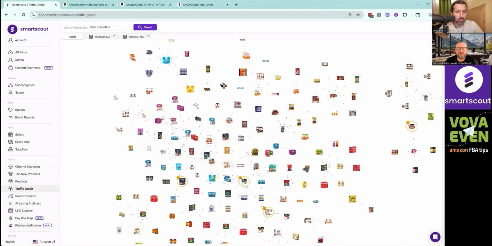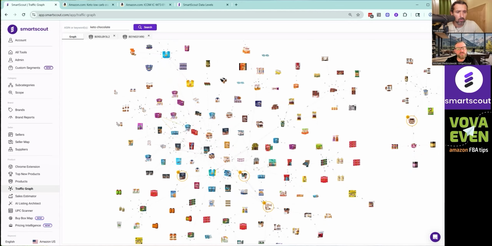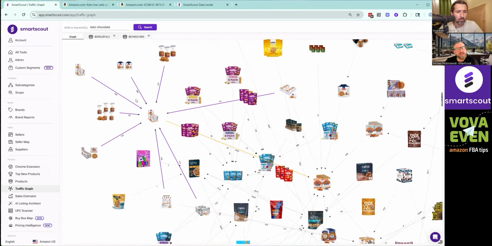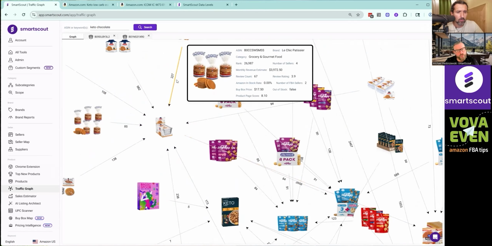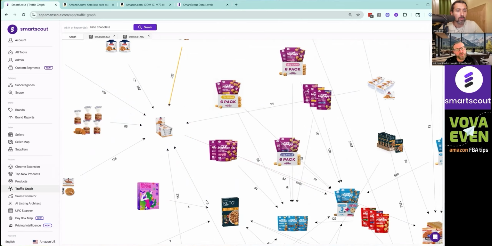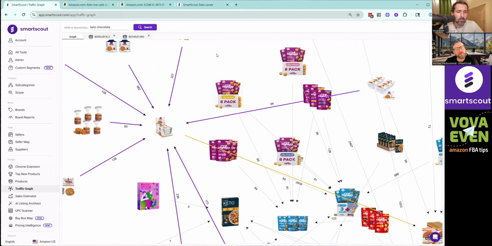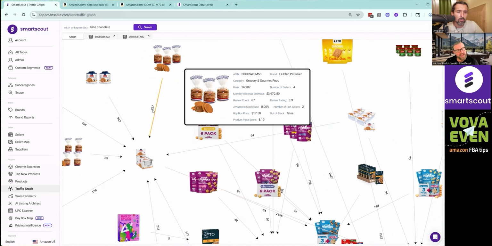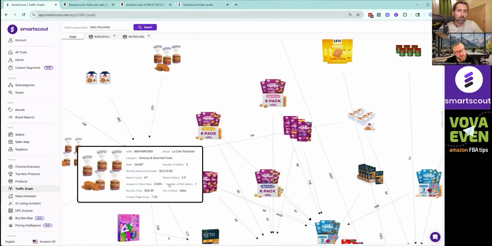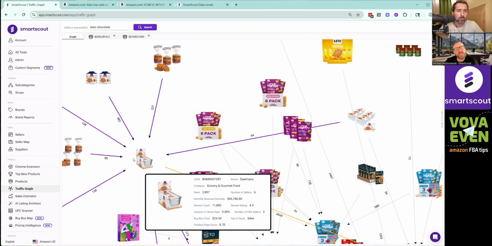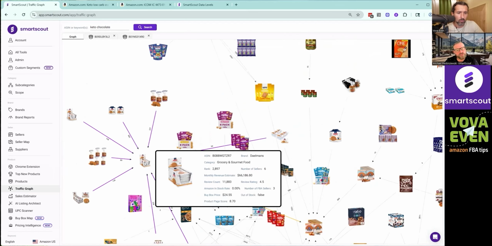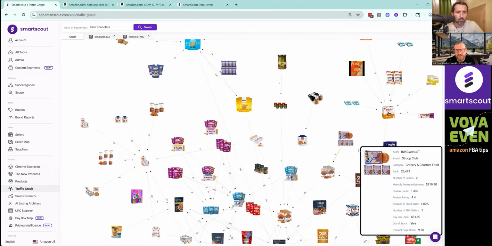The other use cases around Traffic Graph. One thing to highlight, by the way, is if you zoom in, you can see these numbers. These are the number of times that we identified this guy showing up on this guy's product page in a 30-day period. So it is just an indication of the strength of that traffic. That's something to keep in mind.